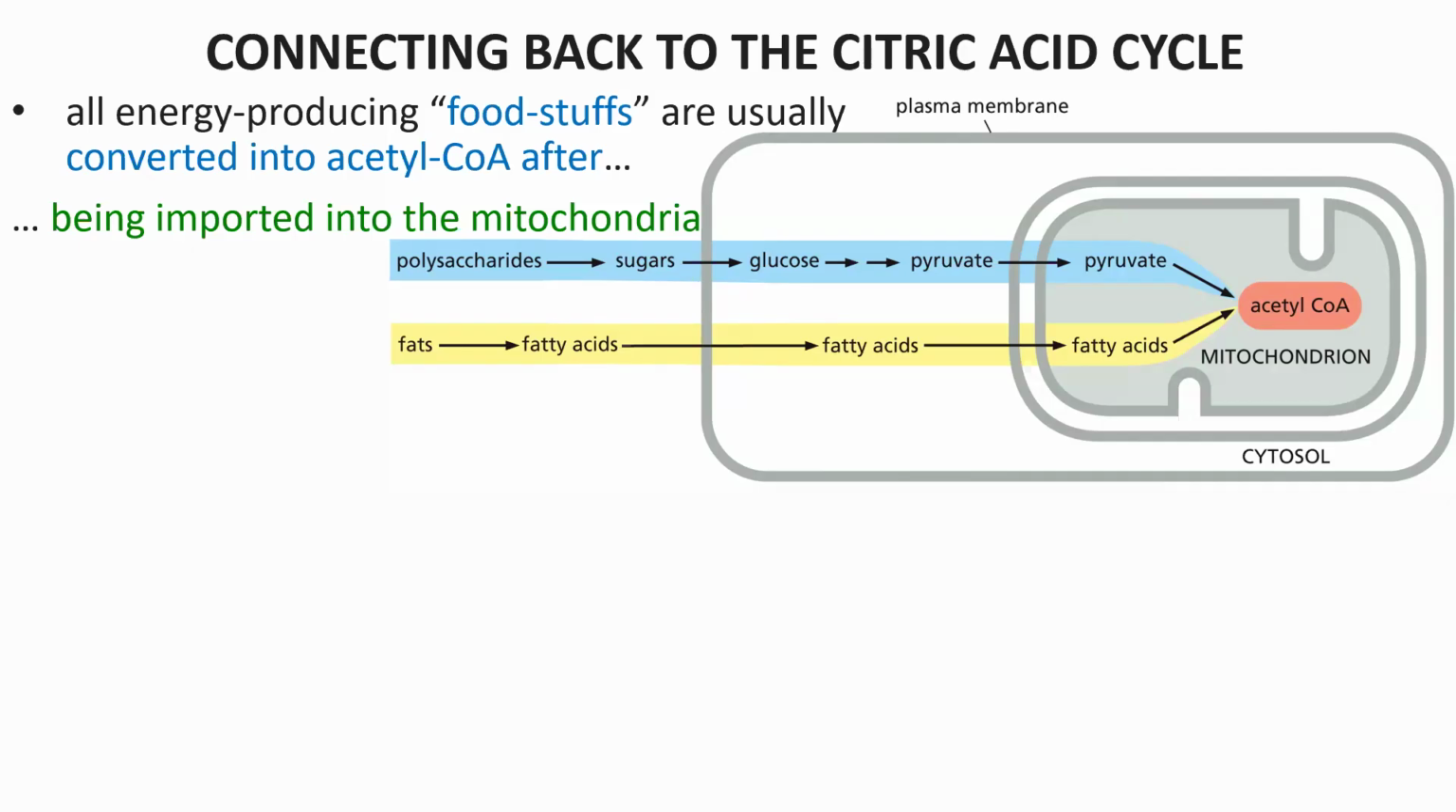But the actual production of acetyl-CoA is mitochondrial. It occurs in the mitochondrial matrix. And all of these things are getting into the mitochondrial matrix by going through these porins of the inner mitochondrial membrane and the outer membrane as well.